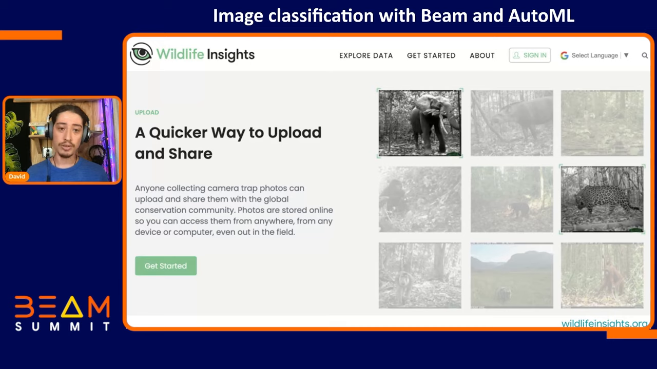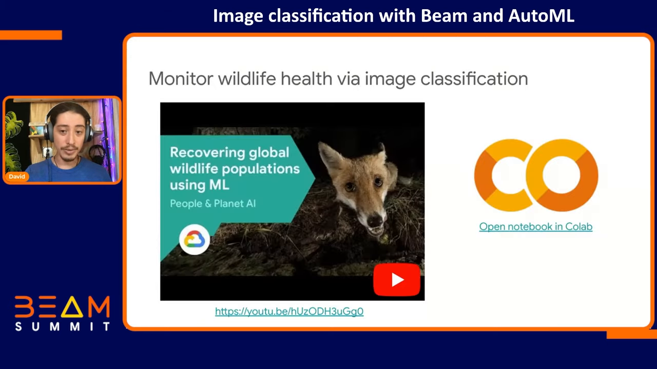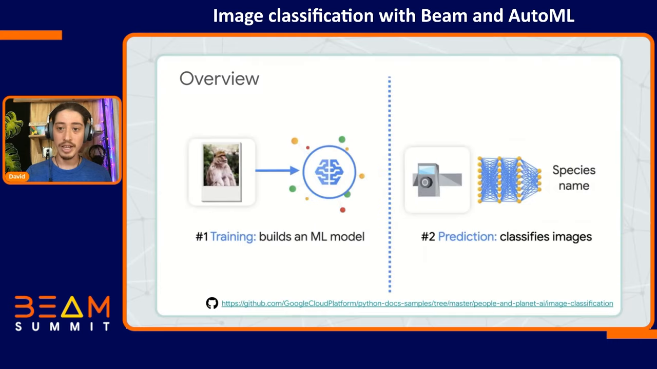organizations to upload camera trap pictures of animals, and then they classify those animals, and that way they can monitor the wildlife populations in different places. We actually have a video and a notebook where you can follow the entire code, but I'll go through a summary of what's happening.